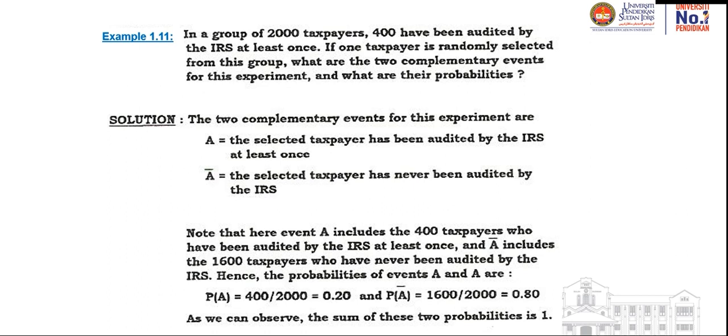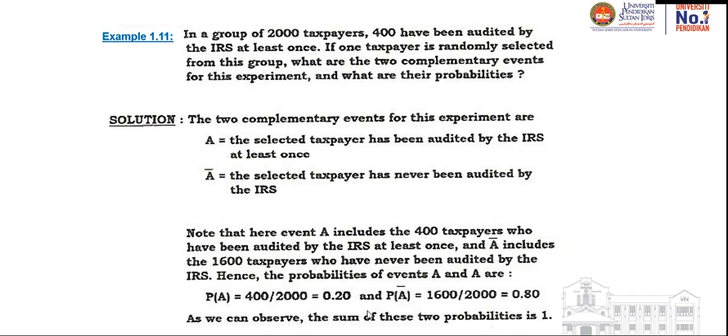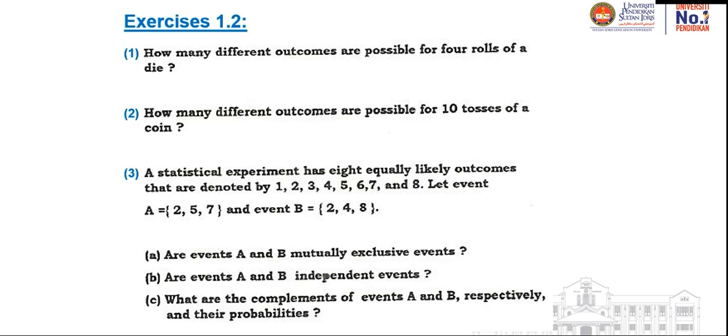By definition, as we know, P(A) plus P(complement A) is equal to 1. So P(A) is 400 over 2000, and P(complement A) is 1600 over 2000. Or in other words, you can use the formula P(A) plus P(complement A) equals 1, in which P(complement A) is equal to 1 minus 0.2, so you get 0.8. So there are two ways to find P(complement A). The total is equal to 1. Alright, so that is the second part of this video.